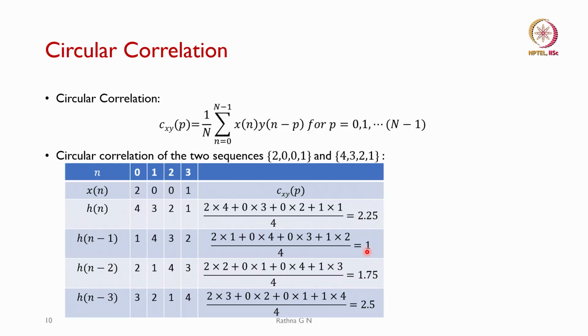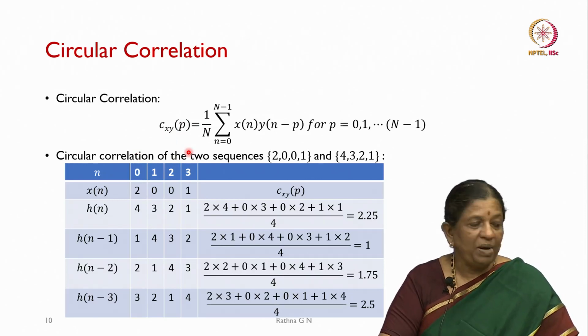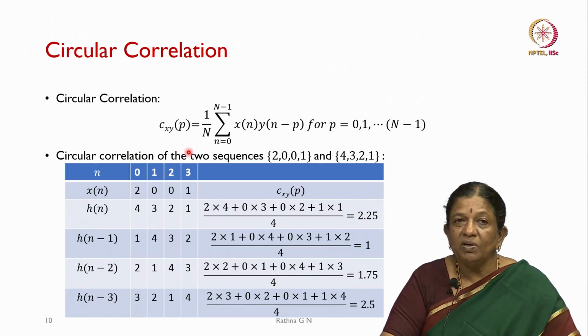So, to get our linear correlation again, how are we going to implement it? This is one of the questions. How did we do linear convolution from circular convolution? By padding zeros. Here also you can pad zeros and then compute linear correlation from the circular correlation.